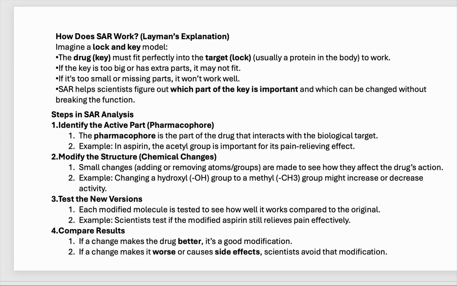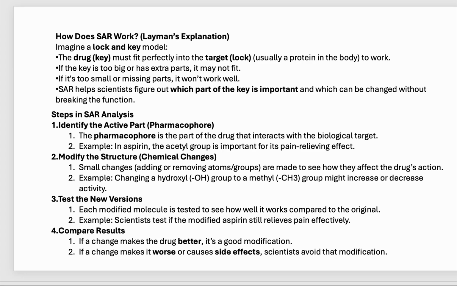So the steps that people go through for SAR analysis is, first they try to find out what exactly is the pharmacophore. Pharmacophore is the part that interacts with the biological target and has the activity. So they try to find out, oh, this is the pharmacophore, this is the active part of it. So that's how we say, oh, this is the most important part, we cannot work without it, this has to stay there. So in case of aspirin, the acetyl group is the important part for its pain relieving effect.